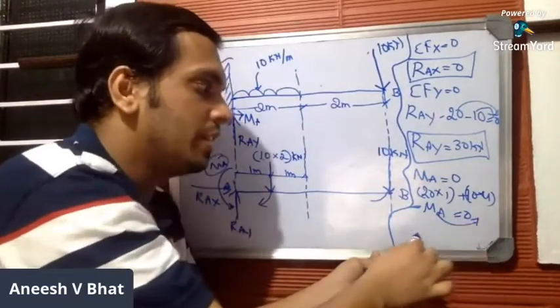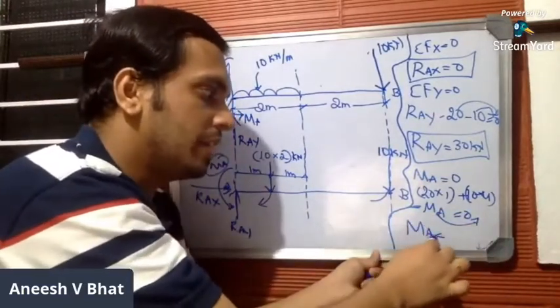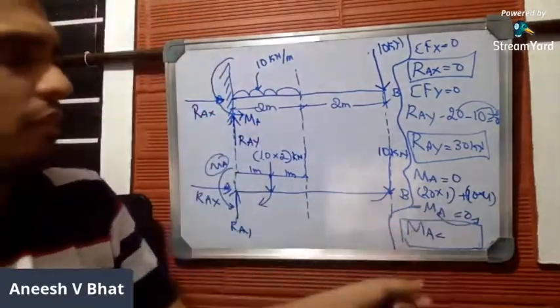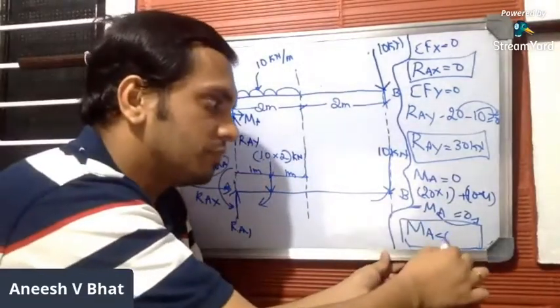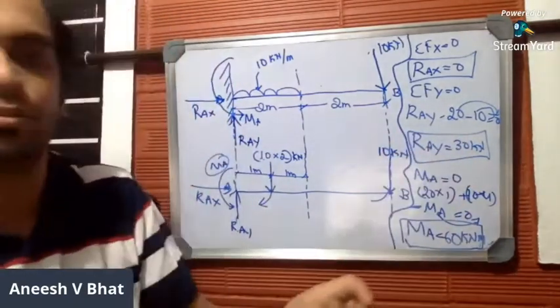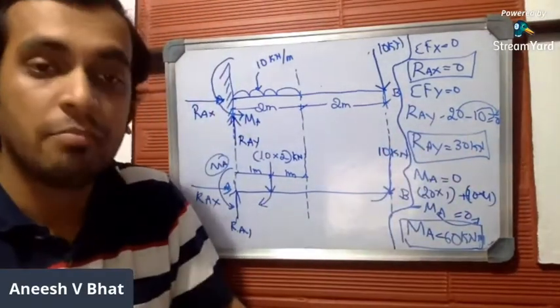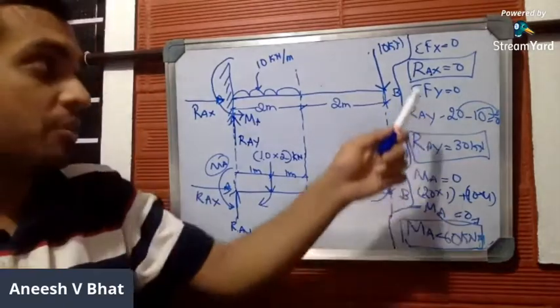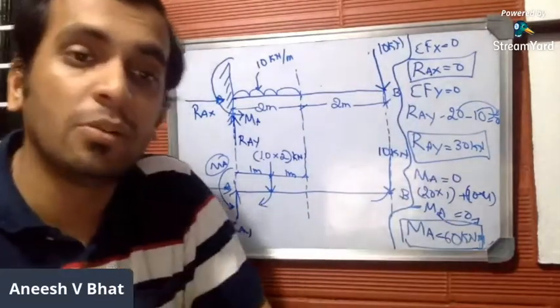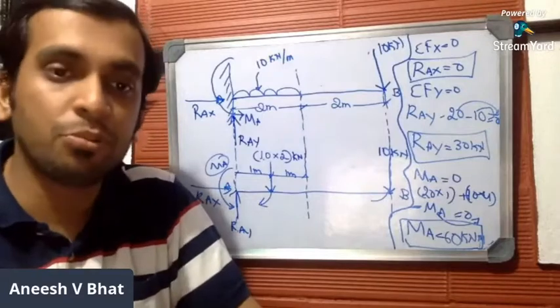Take MA to the other side, so you'll get the value of MA, which is 20 plus 40, 60 kilonewton meter. 60 kilonewton meter will be the moment. So these are the three support reactions. Rax is 0, Ray is 30, and moment about A is 60 kilonewton meter.